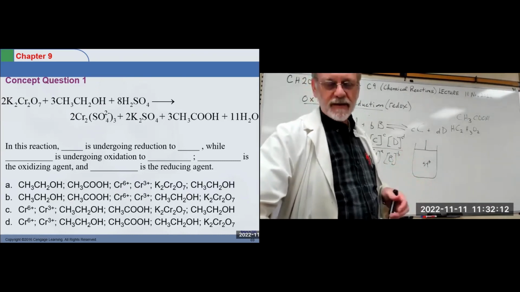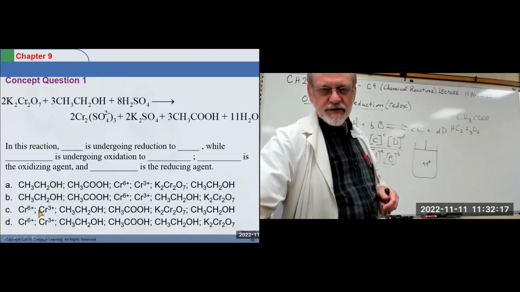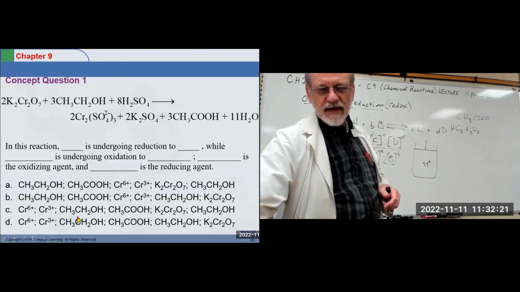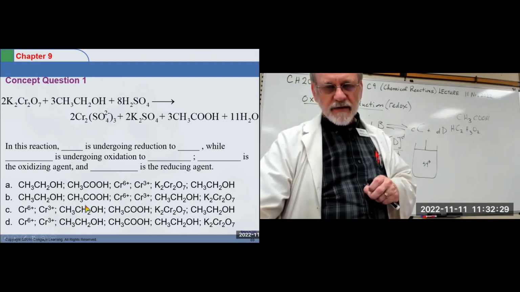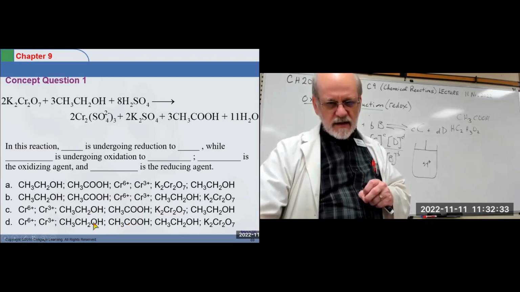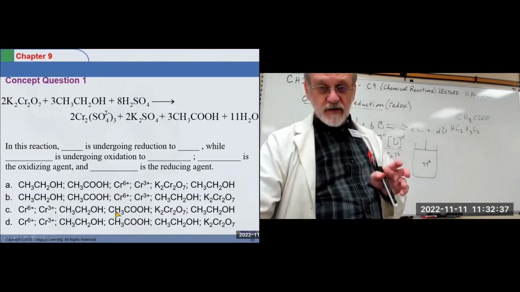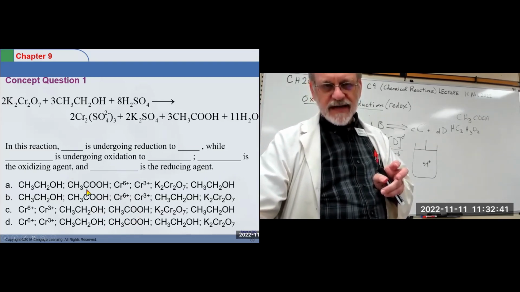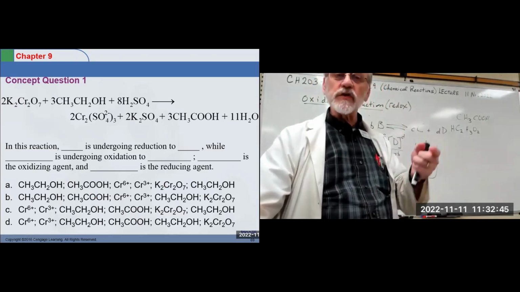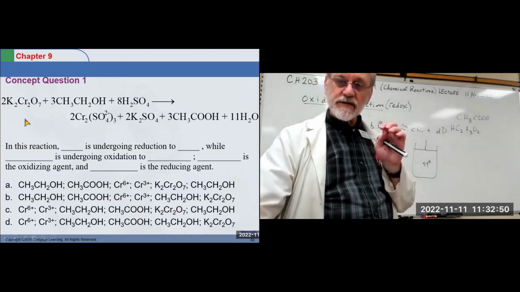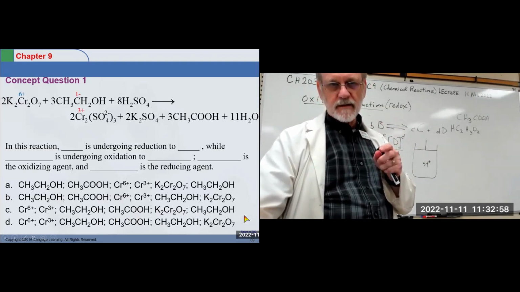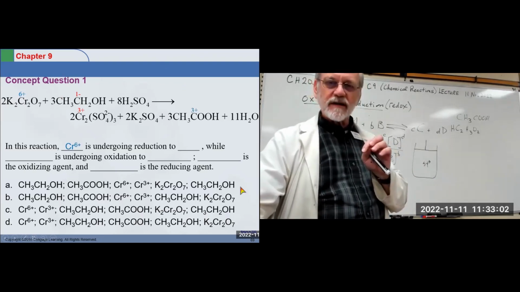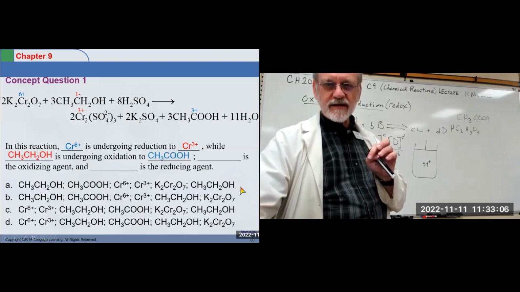Oh, there are possible answers. Okay. So 6+ to 3+, so it's got to be C or D. And then ethanol is undergoing oxidation, so that's true. Both of these are true. So it's still C or D. And blank is the oxidizing agent. So what's the oxidizing agent? It's the one that's reduced. So K2Cr2O7 is the one that is reduced, so it's the oxidizing agent. So C should be the answer. Oh, I see the animation is telling us we're going to calculate the oxidation numbers first, and then those are the answers. There you go.